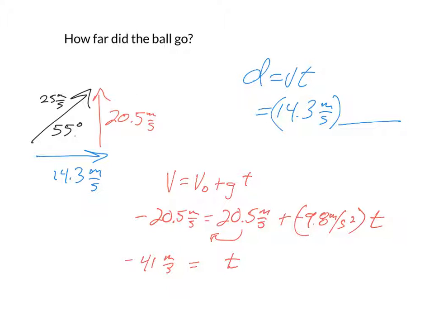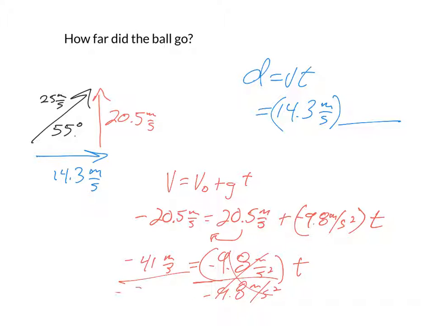equals, sorry, I'm getting a little ahead of myself, equals 9.8 meters per second squared, which is negative, times t. Divide that negative 9.8 out of there, but I gotta do it on both sides. 41 divided by 9.8, and I get 4.18 seconds. I'll leave that in my calculator.